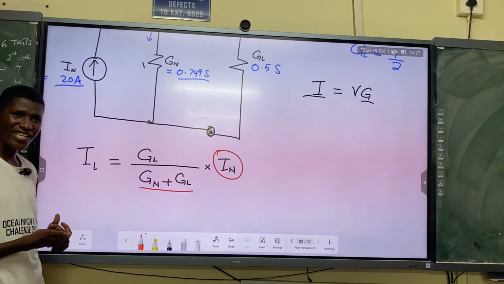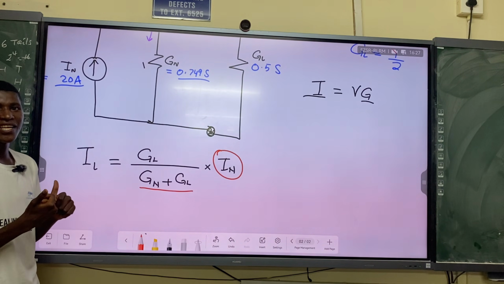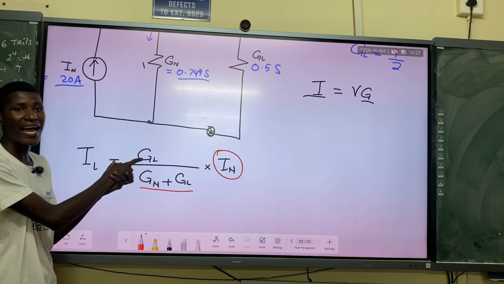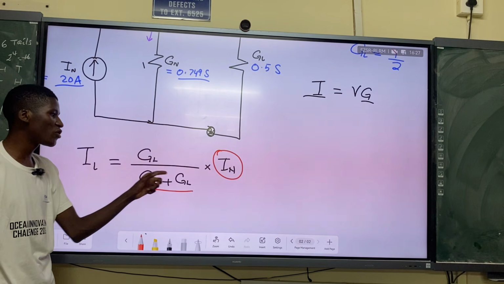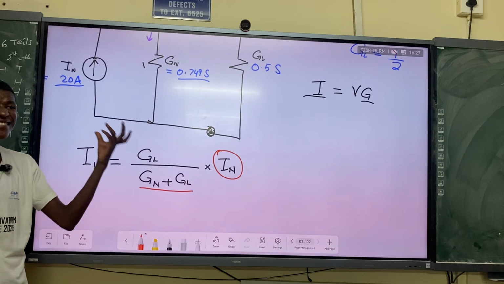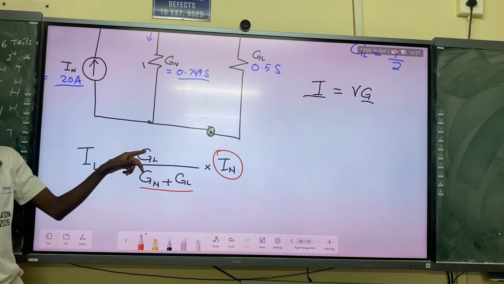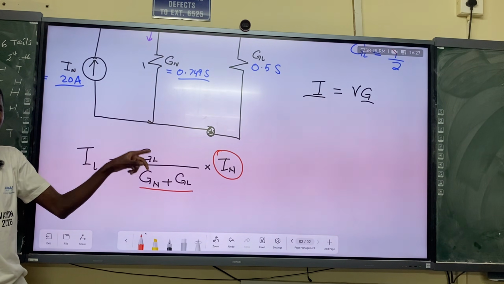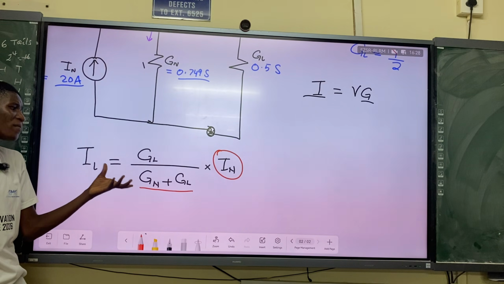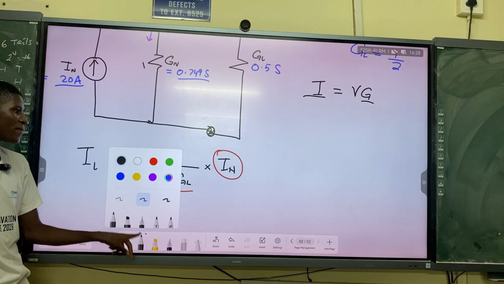We can use the ratio. Please guys, practice using the ratio. Ratio is learned from primary school. Since we are looking for the current in the load, G_load is going to be 0.5 over the total conductance, and we multiply by the Norton's current. We want the current here, so we use G_load as our numerator. The formula simply comes from the ratio, nothing complicated.